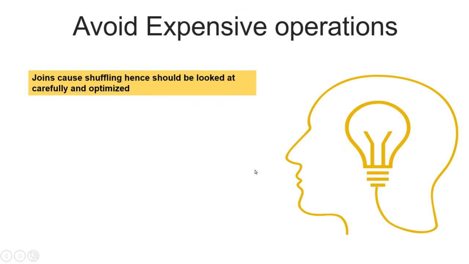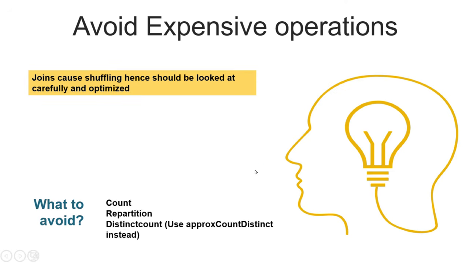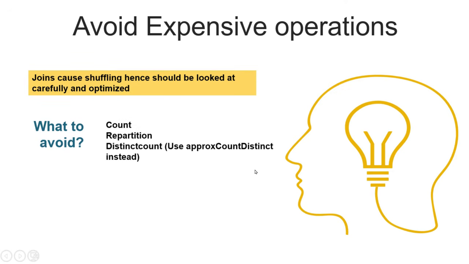Then, as we all know, join is definitely expensive, but sometimes we can't avoid joins. We have to do it, so we optimize the joins. But there are certain other operations which are extremely heavy, like doing a count, doing a repartition, or a distinct count. Now in production scenarios, I'm not sure where ideally we should be using count. There should not be any need to actually do a count, because it is going to scan through the whole data. It has to operate on the whole data set. So count should be avoided.